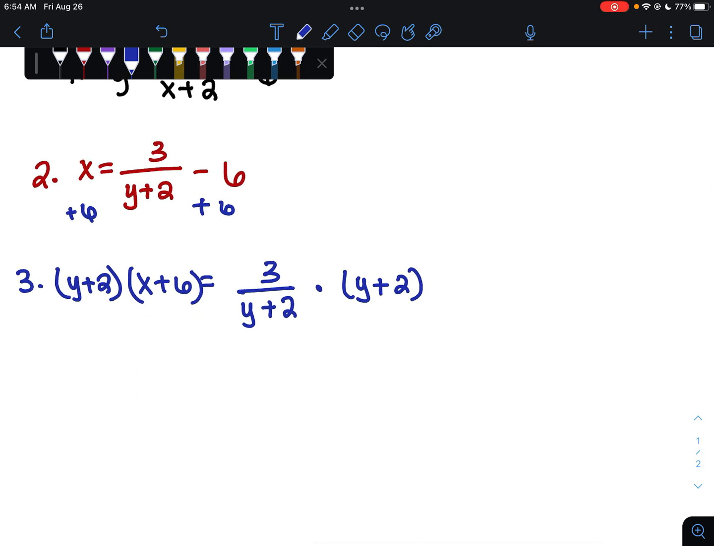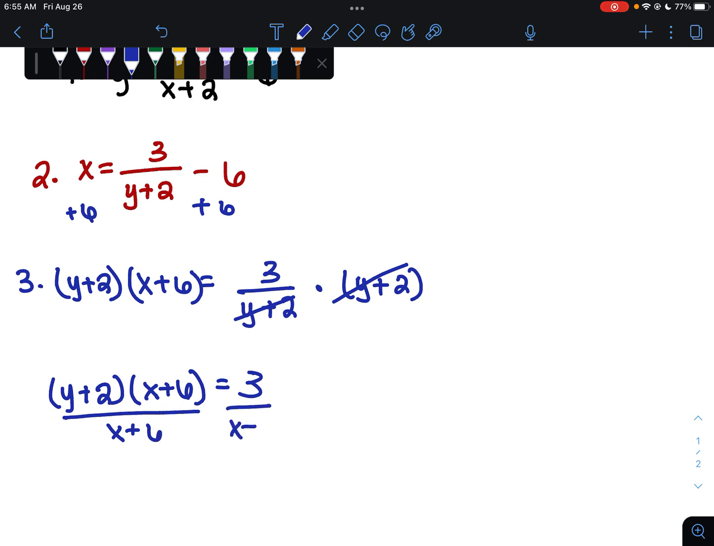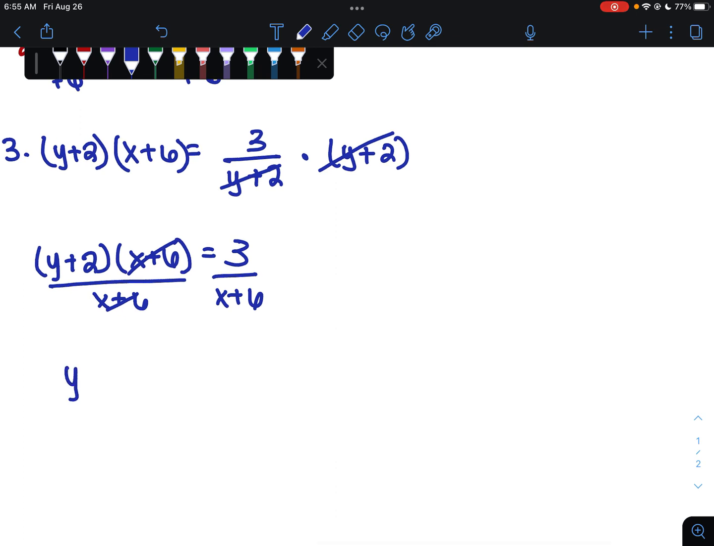Okay, when I do that, these cancel each other out. So I'm left with y plus 2 times x plus 6 equals 3. We don't want to multiply those out. We just want to move that x plus 6 to the other side. So to do that, we're going to have to divide by x plus 6 because that's the opposite of multiplication. When we do that, those cancel out. I'm left with y plus 2 equals 3 over x plus 6.